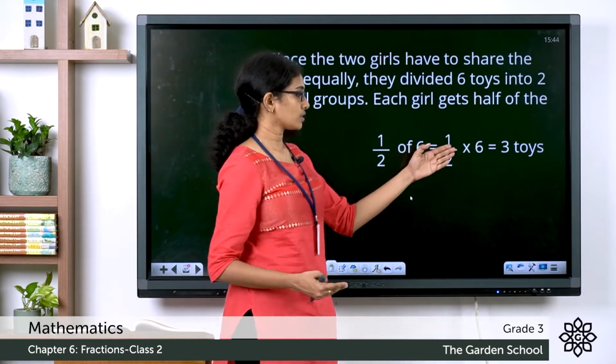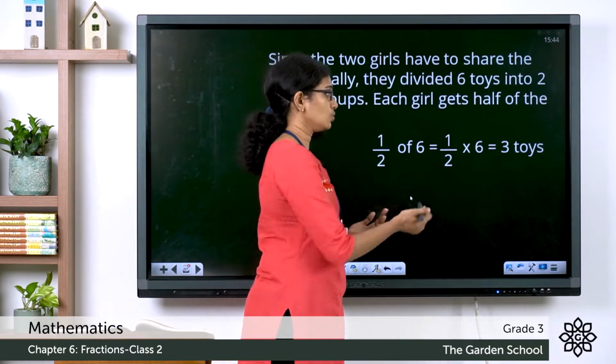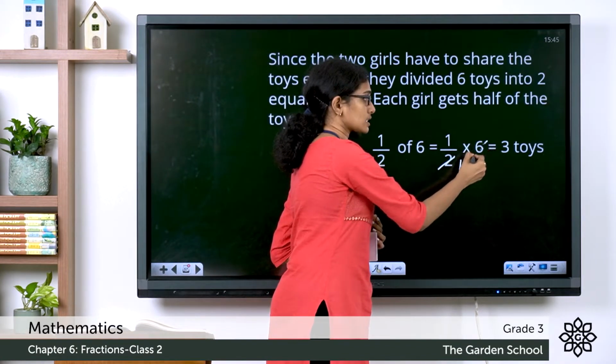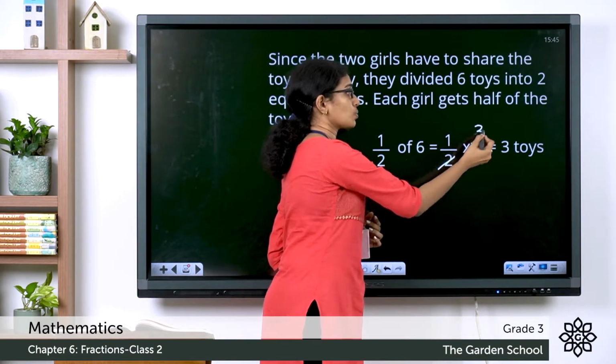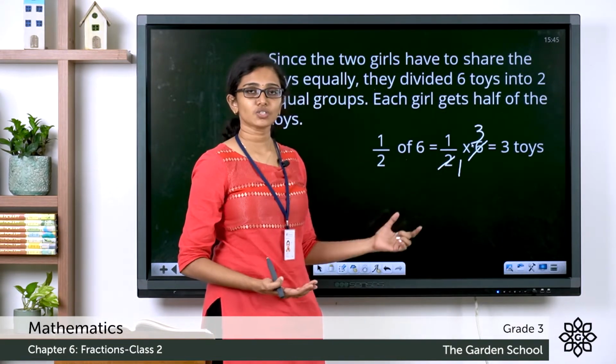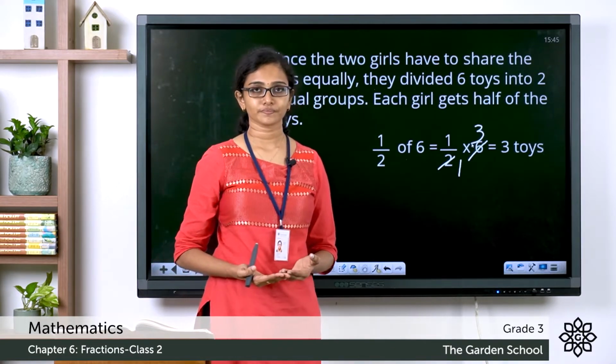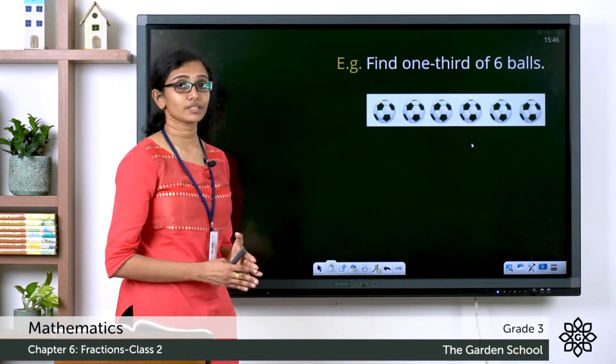And here you can see 6 and 2, which have the common factor as 2. 2 divided by 2 is 1, 6 divided by 2 is 3. So that is 1 into 3, which is equal to 3 toys. So each girl will get 3 toys each. Clear?